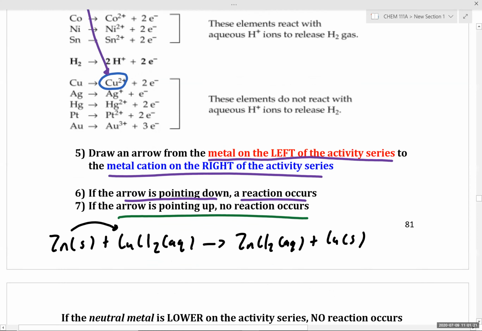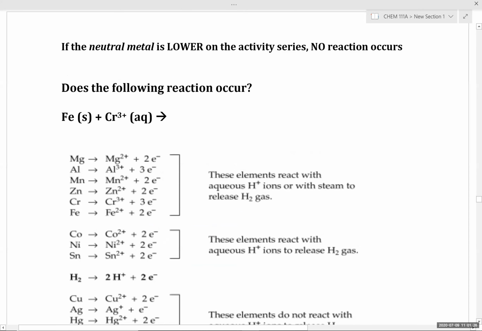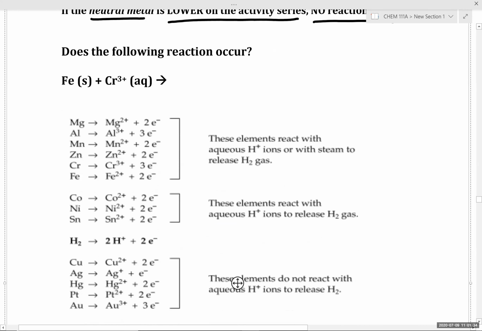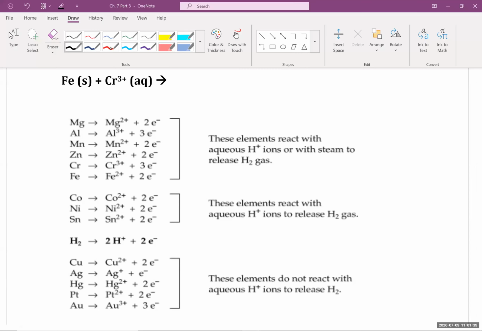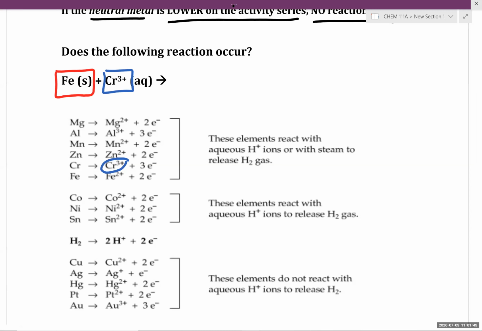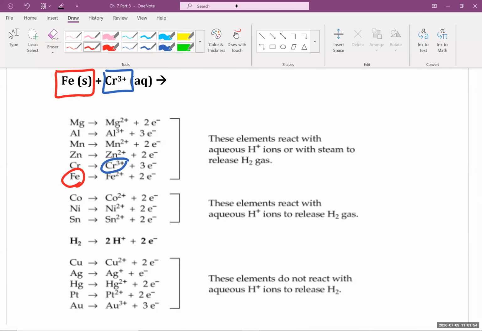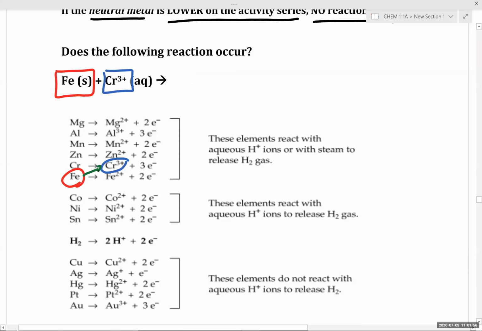Okay, so let's look at another case. If the neutral metal is lower on the activity series, no reaction occurs. So let's see, does the following reaction occur? We have iron, and that is going to be our metal, and chromium 3 plus, that's our metal ion. So I'm going to circle chromium 3 plus. I'm going to circle iron. If we draw our arrow, it is pointing up.